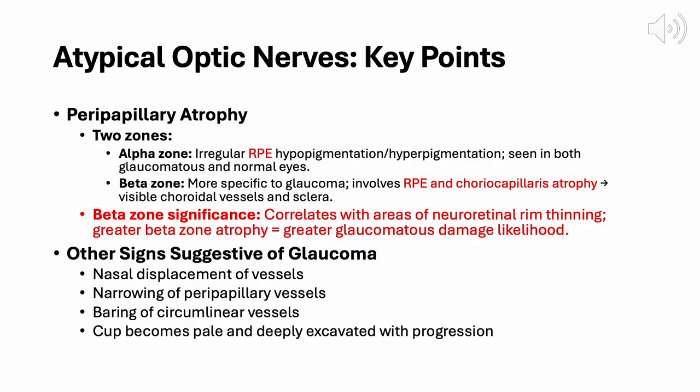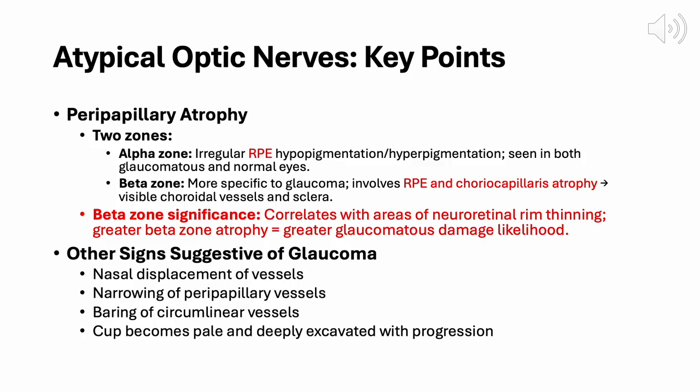Now that we've looked at how RNFL loss is detected and quantified, let's talk about atypical appearances that might suggest underlying glaucomatous damage. One key area to focus on is peripapillary atrophy. This refers to changes in the tissue surrounding the optic disc, and it's divided into two zones. The alpha zone shows irregular retinal pigment epithelium, RPE, pigmentation, and can be found in both glaucomatous and healthy eyes.